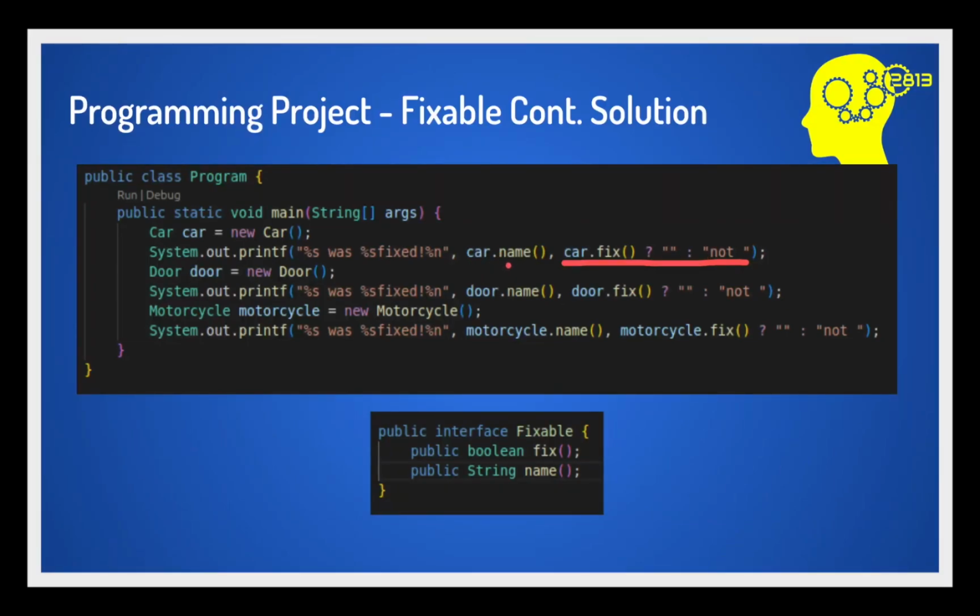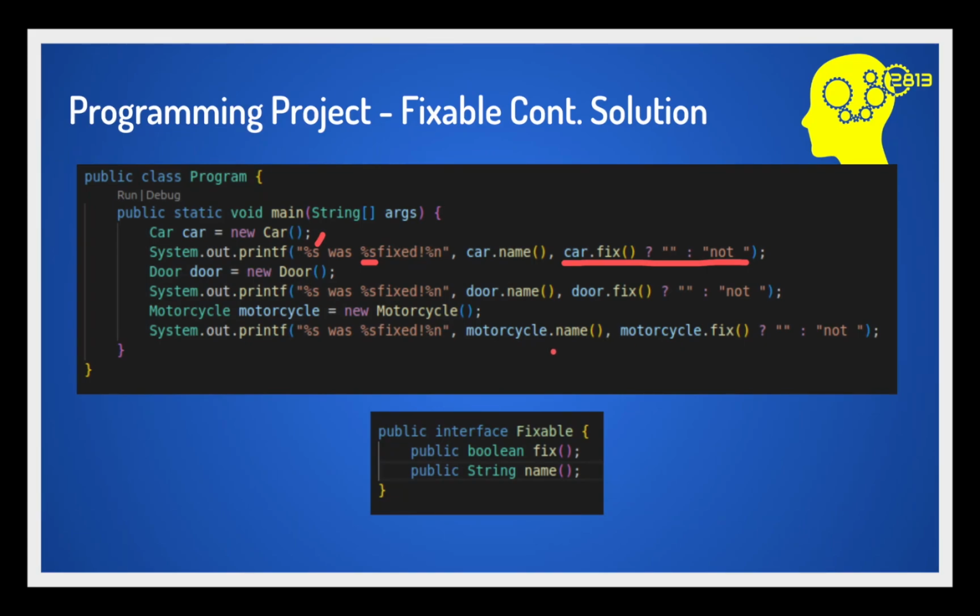And car.name is just car.name, and basically what will happen is it'll say the name of the car here, and then it'll say was, and then if it's true, it'll say fixed, or if it's not true, it'll say not fixed. So it puts car.name's result here, and it puts car.fix's result in here. Okay, great. And this one is just a new line. Next one for the door, pretty much the same thing, but instead it's for a door. And for motorcycle, again, same thing, and it's for a motorcycle.